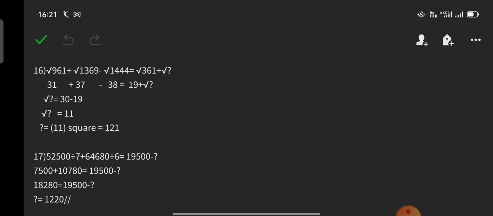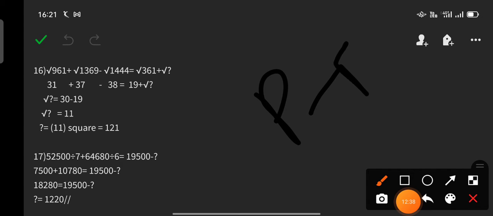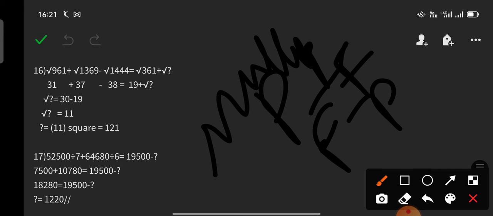Root 961 plus root 1369 minus root 1444 equals root 361 plus question mark. So you have to be well versed with square roots, cube roots, how to find squares and cubes, percentages to fractions, fractions to percentages, and how to calculate multiplication, addition, subtraction, all this quickly if you are preparing for bank exams.